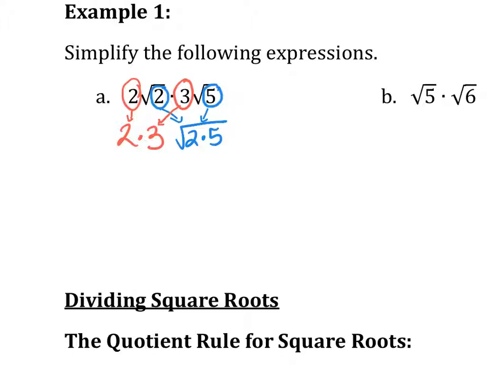Okay, so numbers out in front get multiplied together, numbers inside get multiplied together. So we can do that multiplication. So out in front, 2 times 3 gives us 6. And then inside the square root, 2 times 5 gives us 10. And again, if you want to write this multiplication sign in between the 6 and the square root of 10, that's fine.